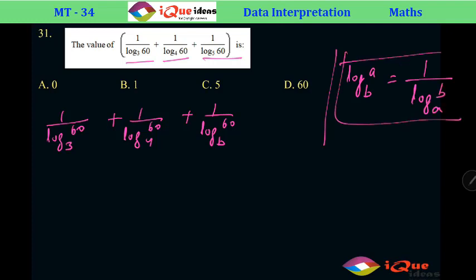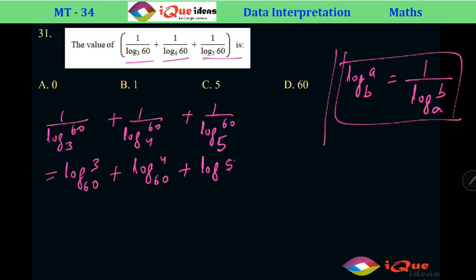Just remember that. So here, when this log 60 to the base 3 goes to the numerator, it becomes log of 3 to the base 60. When the log expression goes from numerator to denominator or denominator to numerator, the number and the base interchange. So the second one will become log of 4 to the base 60. The third one will become log of 5 to the base 60.